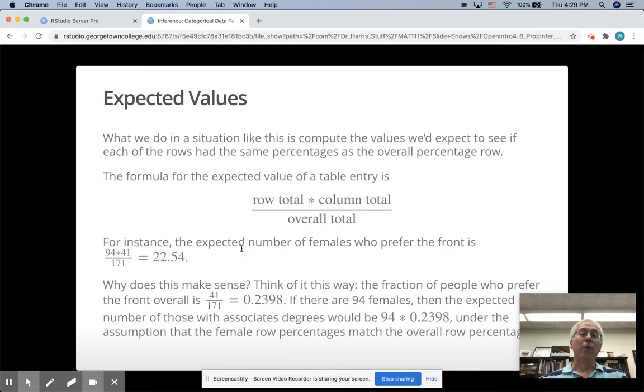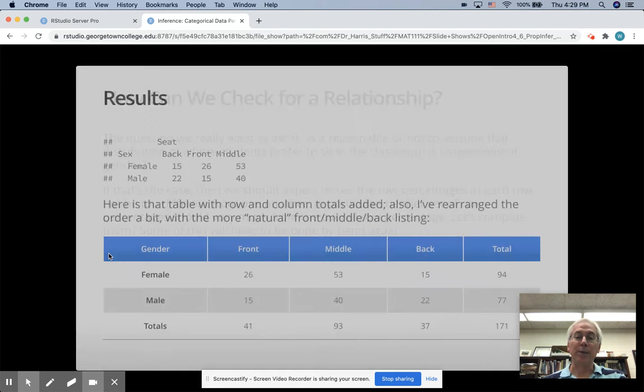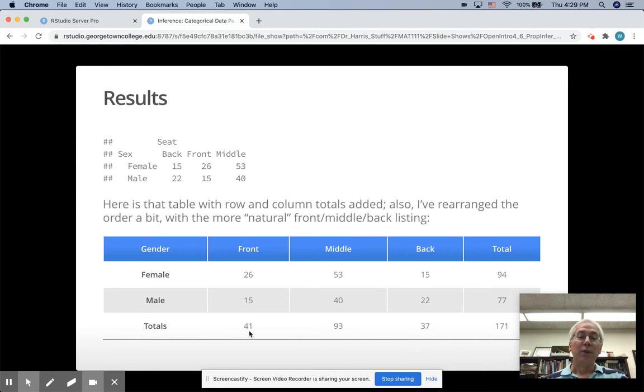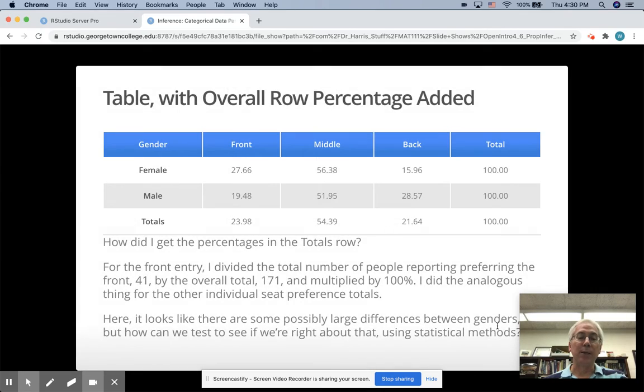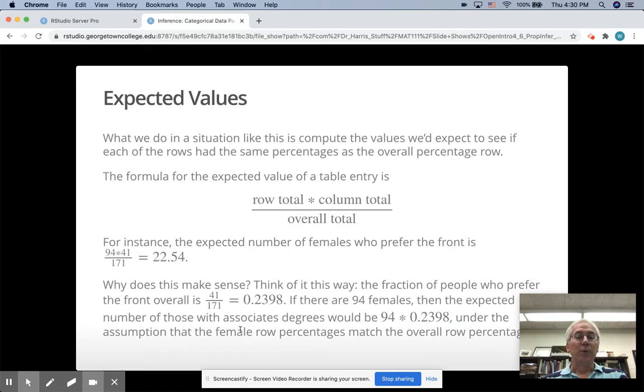So if we go for females who prefer to sit in the front of the room, there are 94 women overall, right? We go back to the table. There were 94 women overall. 41 people overall said the front. And so the expected number for the women who sat in the front turns out to be 41 times 94 divided by 171. And let's go see why we should think that's the case. So the total number of women times the total number of people who sat in the front, divided by the total number of people overall. And that gives us about 22 and a half.